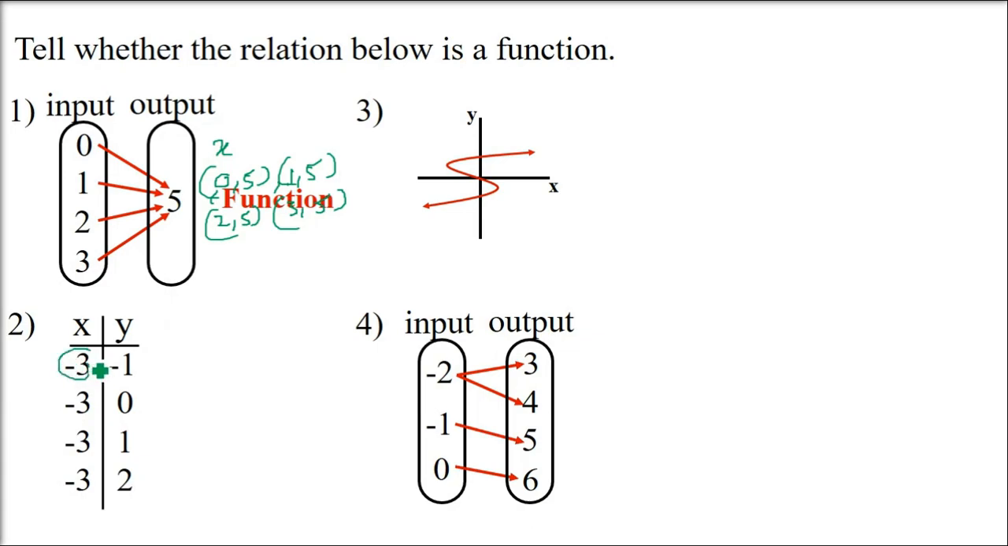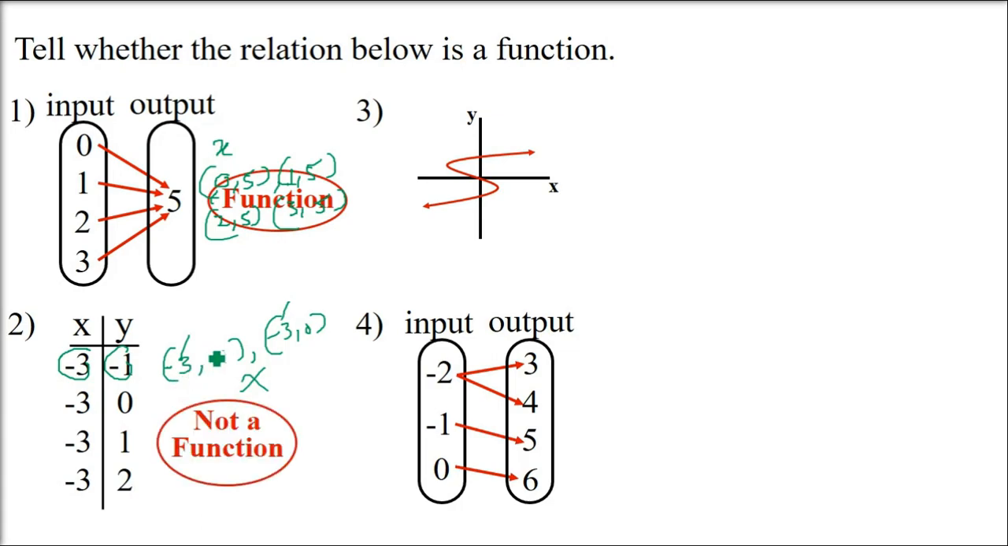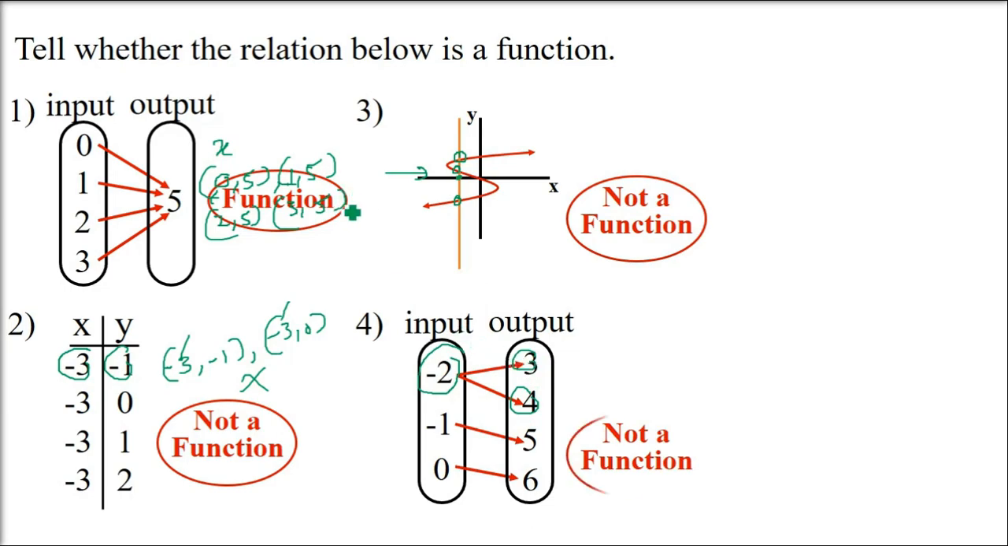Coming to the second one, I'll just write two of them, and this is clearly not a function. Why? Because negative 3 is repeated. When negative 3 is repeated, the x value is repeated. That means for a single x value there are multiple y values, so not a function. The best way is to use the vertical line test or pencil test. When the line passes, it will intersect multiple points, that is, for x there are 3 y values. It is not a function. This is not a function. For a single x, you are getting 2 y values. Fail. It's not a function.